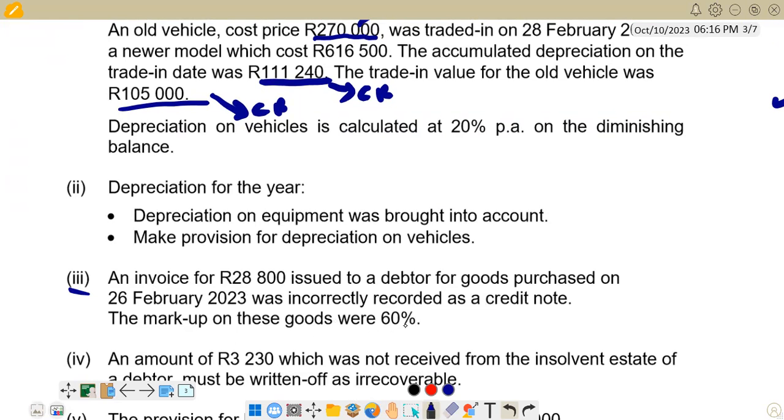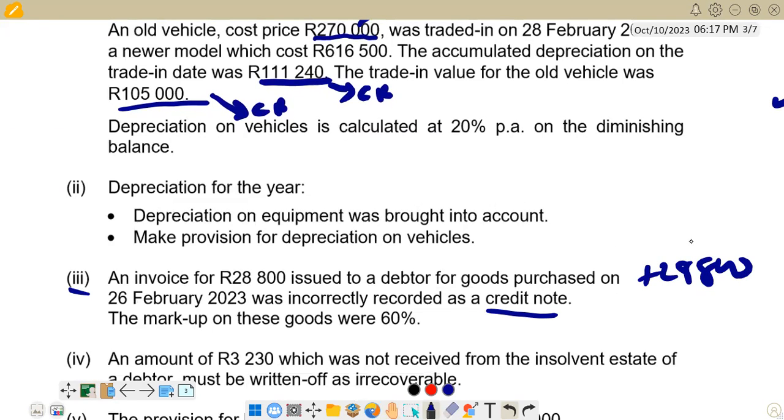So what happens, a credit note is issued when there are sales returns. So when there are sales returns, the sales figure is going to be reduced. What it means here is that this 28,800 was supposed to add to sales, but it was subtracted from sales. So what do we have to do? To correct this error, we have to add the 28,800 first to remove that one that was subtracted. And when we add this 28,800, it comes back to 0.